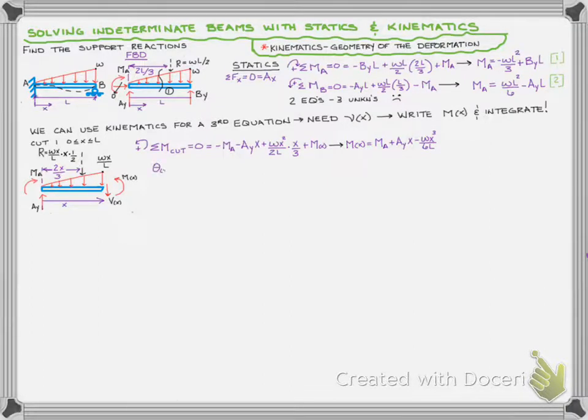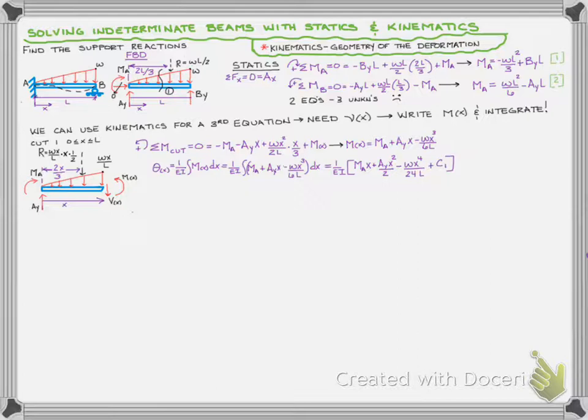When we first integrate the M of x, we're getting our slope. That's just 1 over EI times the integral of the moment expression. Once we actually take that integral, we get the slope equal to 1 over EI times the quantity M_A x plus A_y x squared over 2 minus Wx to the 4th over 24L, and plus a constant of integration C1.